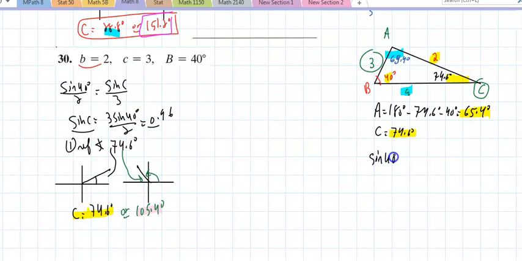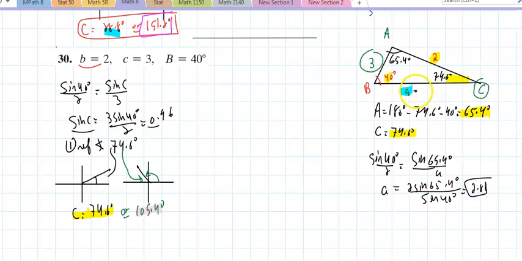Alright, and now I could say the sine of 40 to 2 equal the sine of 65.4 degrees to A. And if I cross multiply and solve, A would equal 2 times the sine of 65.4 degrees divided by the sine of 40 degrees. And A would become 2.81. And that's fine.